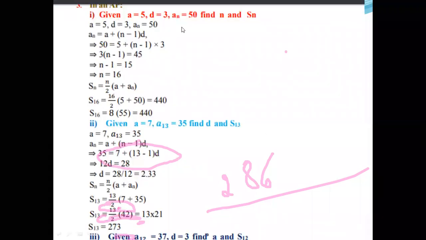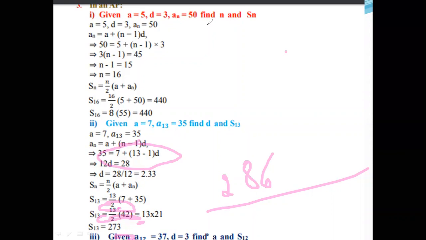So next, the third problem. Here also, in an AP, they have given a is equal to 5, d is equal to 3, an is equal to 50. Find n and Sn. This is not the last one. Here they have given it in a different manner. In an AP, they have given a, the difference and an. We have to find n and Sn.